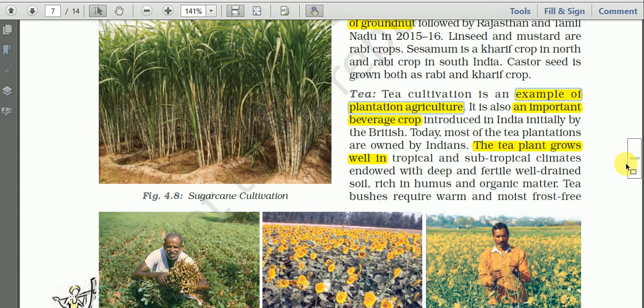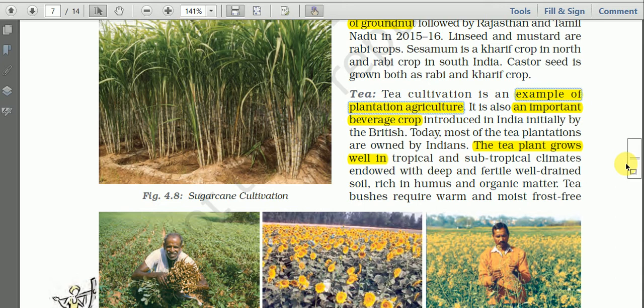It is a type of commercial cultivation, commercial farming, in which only one type of crop is grown, in a big estate, in a big farm. It is a type of commercial farming in which only one type of crop is grown in a large estate.